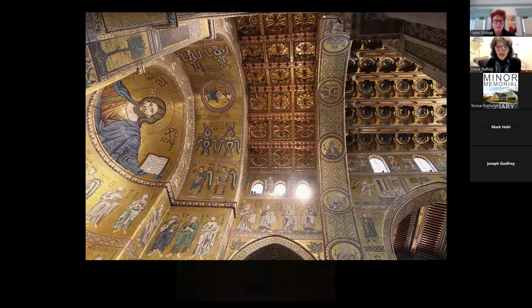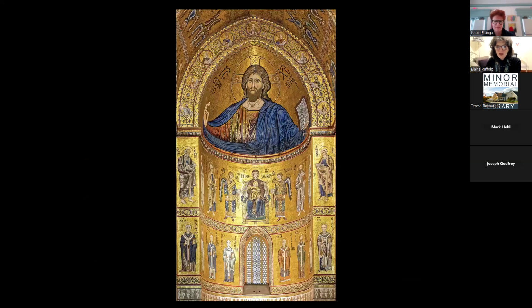Here is the pantocrator figure of Christ. Comes from the Greek word pan, which means all, and krater, which means power. And he's holding a book that says, I am the light of the world, with the symbol of Jesus Christ, Savior, written in an anagram in Greek on the top.